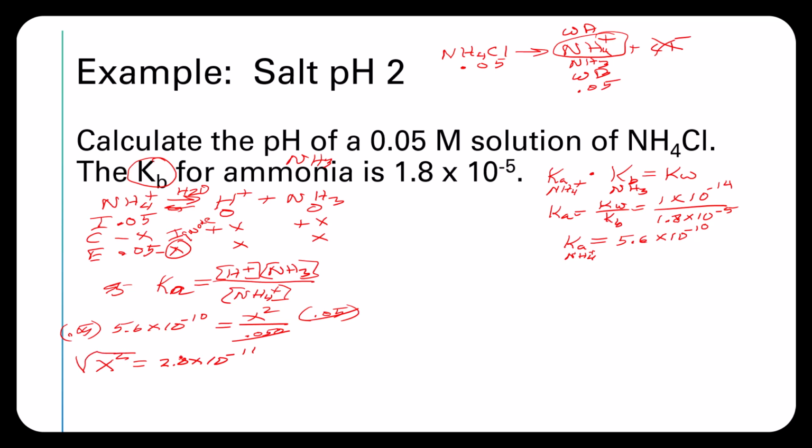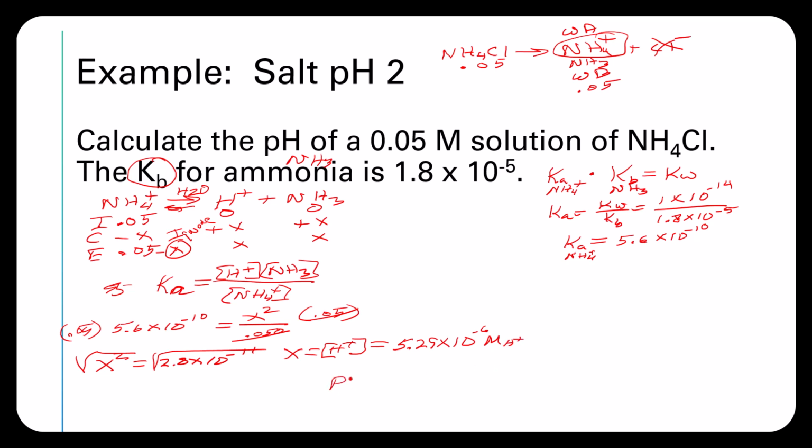So now I have x squared is equal to 2.8 times 10 to the minus 11. I'm going to take the square root, and that gives me x, which is equal to my hydrogen ion concentration, and that gives me 5.29 times 10 to the minus 6 molar. That is the hydrogen ion concentration.